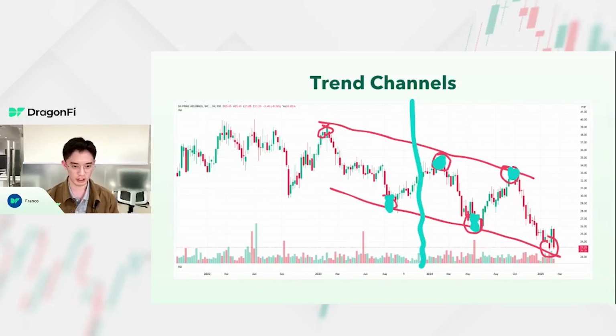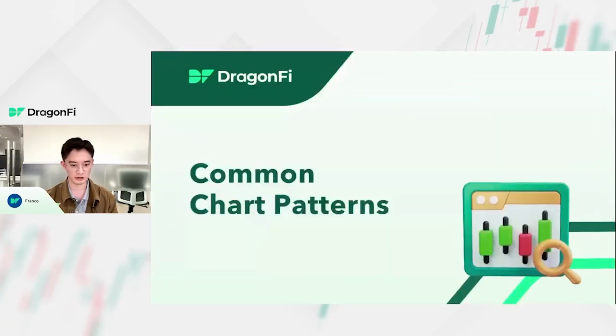That's how you draw basic support and resistance levels, and turning those support and resistance levels into an upward channel or a downtrend channel. Now we move on to some of the most common chart patterns that we see in the market, and that can help you actually gauge where the market might trend and whether or not you should be buying a breakout or cutting your loss.